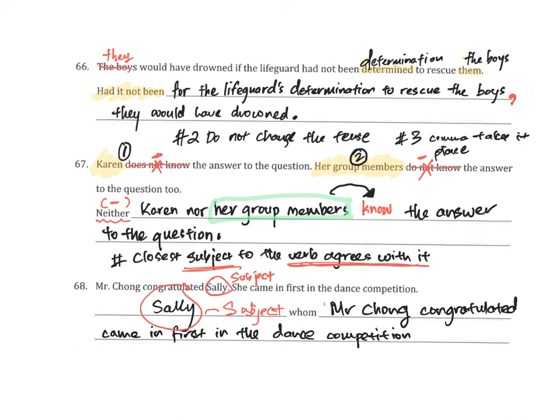Remember, in this case, you either have 2 commas or none. Right, Sally, comma, whom Mr. Chong congratulated. So you could put one comma here and another comma here. But remember what I said, in this event, I don't want to risk it, so I'm not going to put in any commas at all. So no commas whatsoever. Okay, I hope this has been quite helpful.